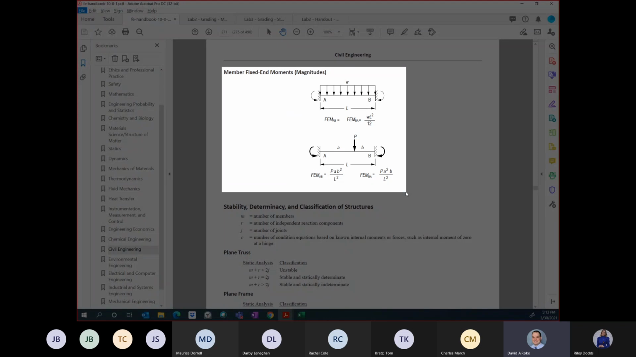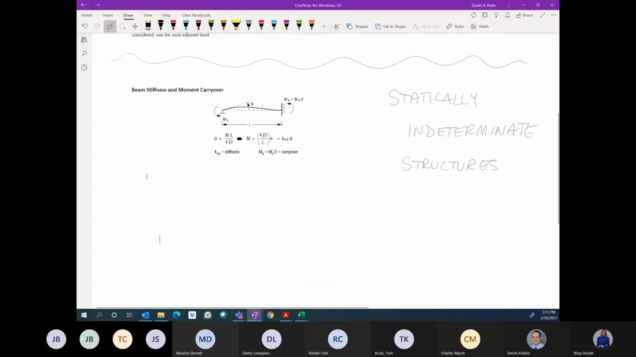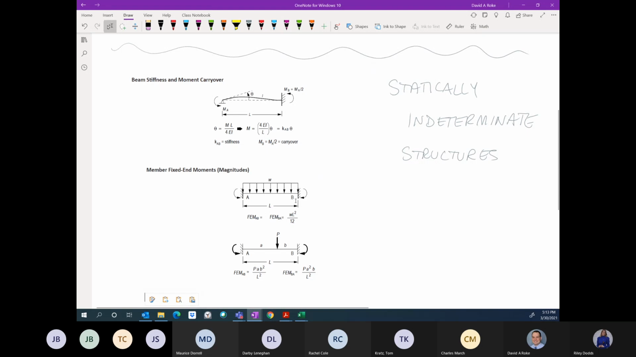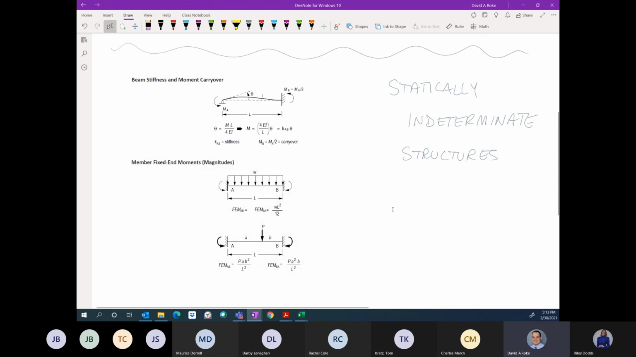these member fixed end moments. So these pieces are used for the moment distribution method. And again, they're separated from one another in the actual handbook, but that's okay. They're not overwhelmingly challenging to find. So we need these.